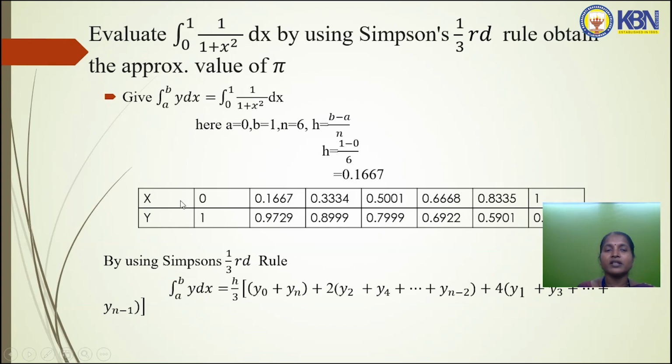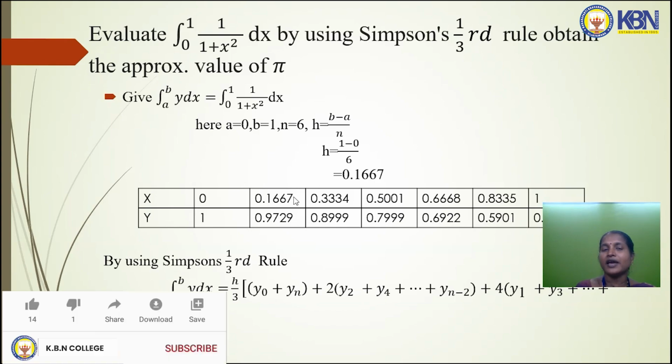So we can make the x values. Starting x value becomes 0, that is x naught is equal to a. You can write a plus h, 0 plus h value 0.1667. Then you are getting 0.1667. Now again you can add 0.1667 plus 0.1667, then we are getting the third ordinate. Again in each term you are adding 0.1667. Then you are getting x naught, x1, x2, x3, x4, x5 and the last value is 1.